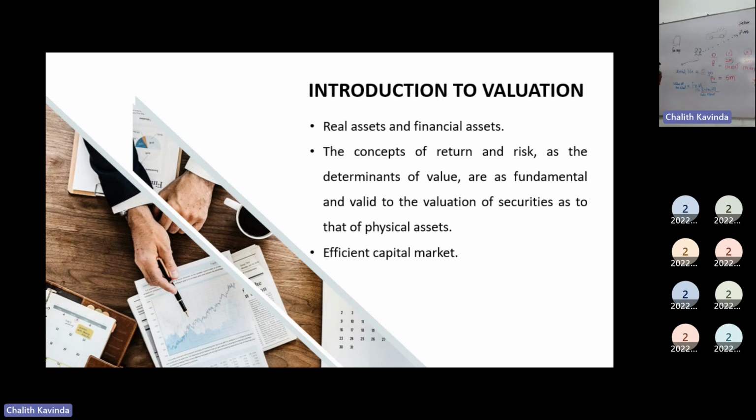It says they are fundamental and valid to the valuation of securities as well as to physical assets. Simply, if you are going to value real assets or financial assets, this is the base. You are considering your return and the risk. Net cash inflows with the discount rates together value the asset.